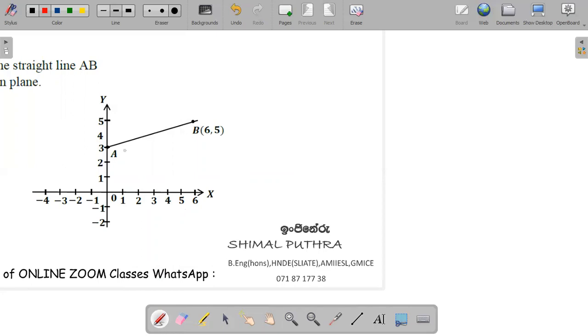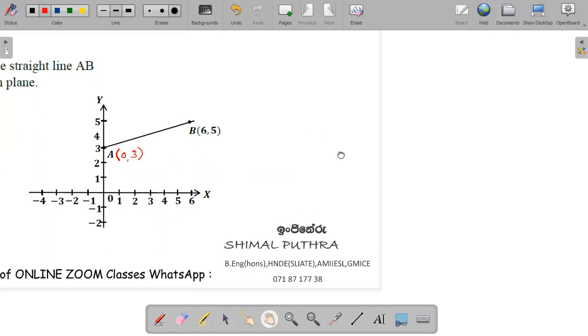But how can we take it? First of all, I need to take the x-coordinate. What is the x-coordinate here? The x-coordinate is 0. And what is the y-coordinate? The y-coordinate is 3. So we know the coordinates for A and B. Now I am going to find the gradient.